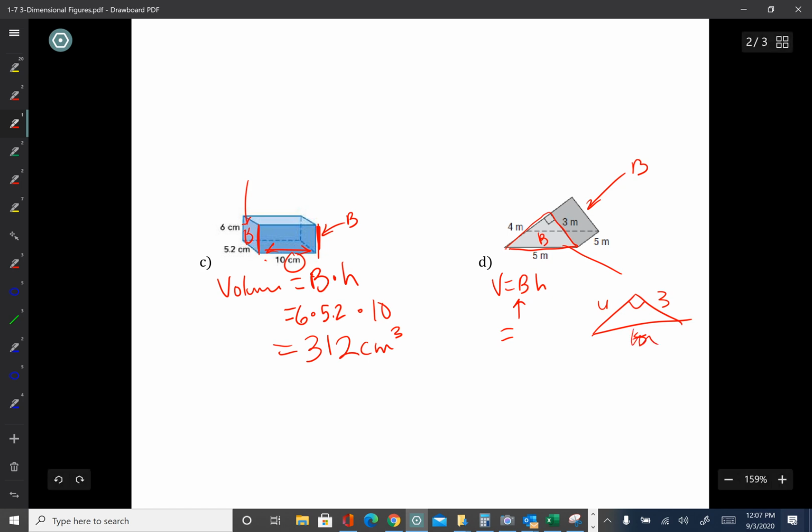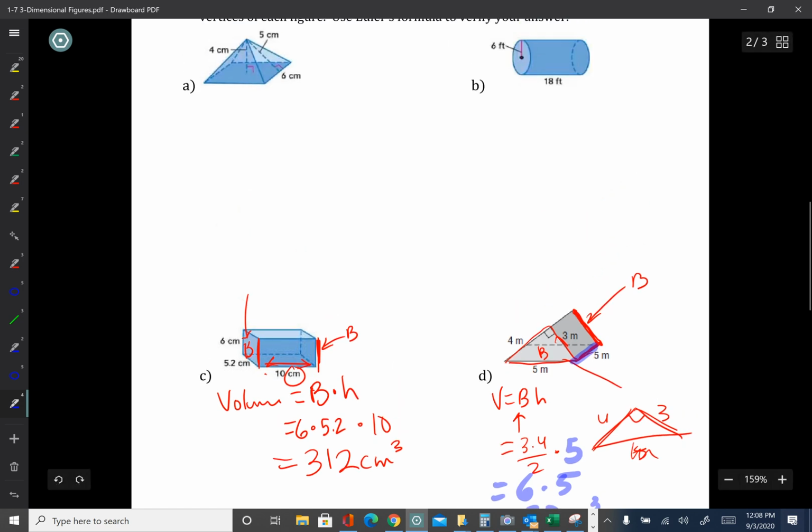I don't need the 5, do I? Because remember, base and height. So 3 times 4 over 2, times H. H is the distance between the bases. The distance between the bases is right here. I'm going to do this in blue so you can see it. This is the distance between the bases. Oh, 5. So we get 3 times 4 over 2, which is 6. 6 times 5 is 30. 30 meters cubed.